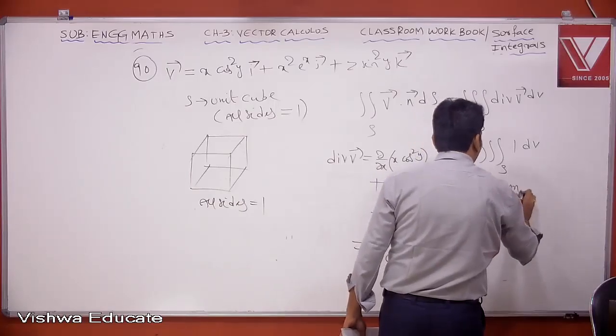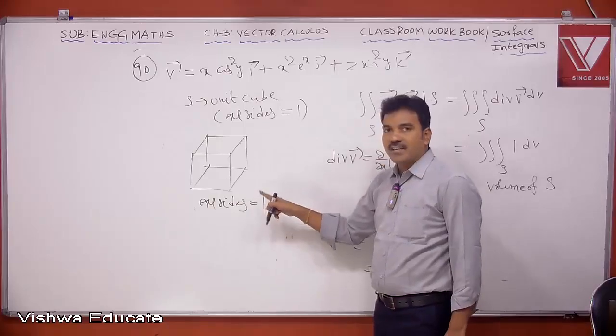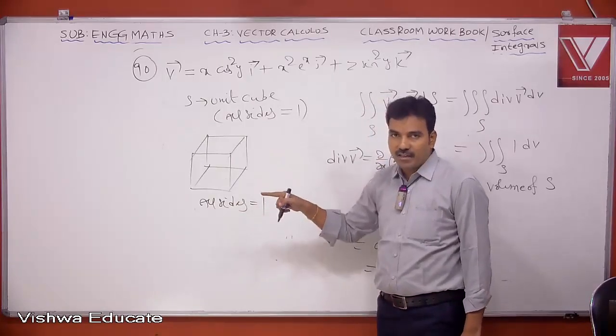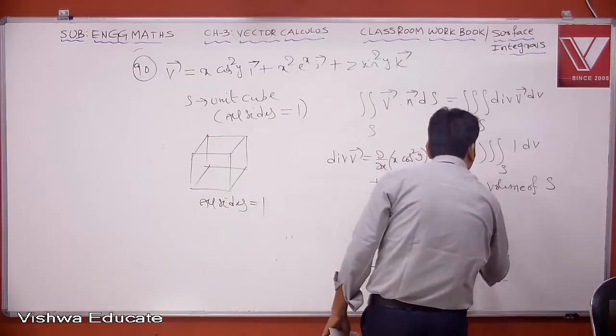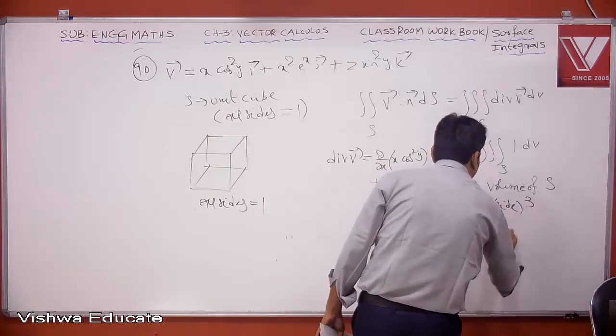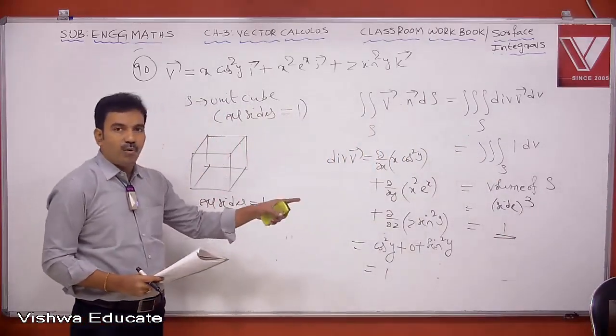So this is the volume of S. It is a unit cube, all sides are equal to 1. Along the x-axis 1, along the y-axis 1, along the z-axis 1. So volume is 1 into 1 into 1. Therefore the volume of S, the whole cube, is 1. Therefore, the final surface integral is 1.